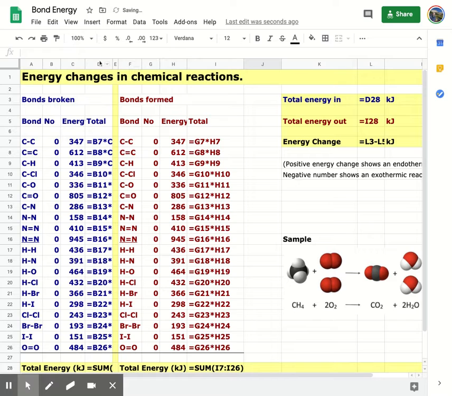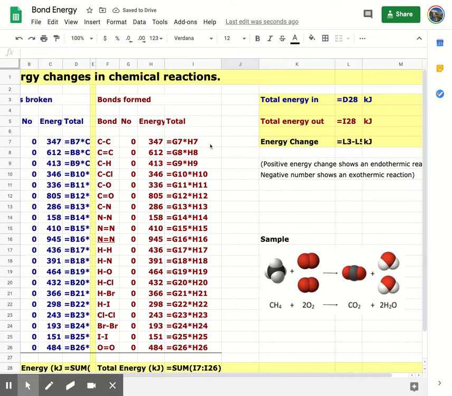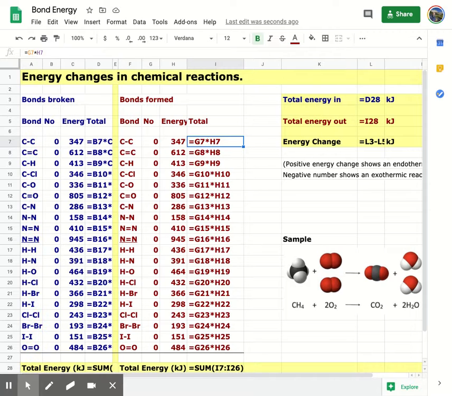For example, if I click on I7, it says take the value of G7 and multiply it times H7. So I have to find out what G7 is, which happens to be the number of bonds, and I multiply it times the energy per bond, which makes sense, since we're trying to total up, in this particular case, the energy for all the interatomic bonds that are broken and those that are formed.